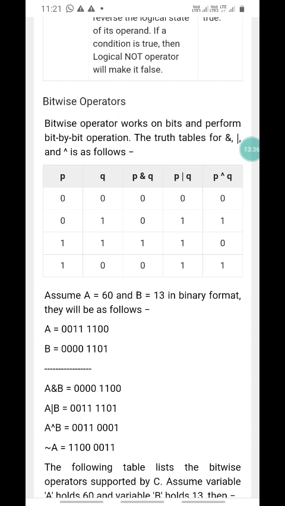You have to refer to the values of p and q, and by comparing the values of p and q, it gives the answer in the p or q table. Okay, for 0 0, the value of p or q will be 0. For p 0 and q 1, p or q gives 1. For 1 1, the value of the OR operator is 1. For 1 0 of p and q, the OR operator gives 1.